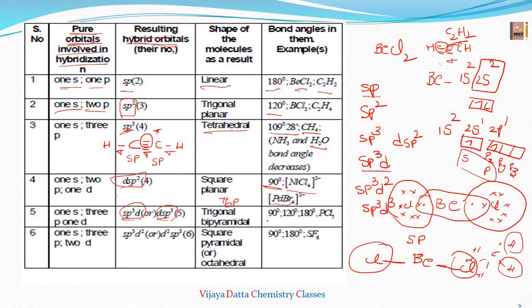Its bond angles: which are in the equatorial position, which are in the axial position. We have to see: the axial position shows 90 degrees and the equatorial position shows 120 degrees bond angle, and in between the plane also there will be a bond angle, that is 180 degrees. 180 degrees will be the axial position, the equatorial position will be 120 degrees, and 90 degrees in between the area we can show. So 1s, 3p and 2d orbitals, sp3d. So it is square pyramidal or octahedral, bond angles will be 90 degrees, and SF6 is its example.